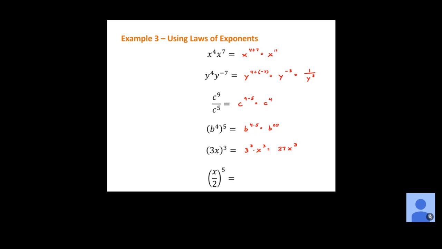And then this last one, again, with division being raised to a power like this, we can actually distribute that 5 to both of the terms there. So that's going to give us x to the fifth over 2 to the fifth. That becomes x to the fifth over, and then 2 to the fifth power, 2 times 2 times 2 times 2 times 2 is 32. So we get 32 in our denominator.